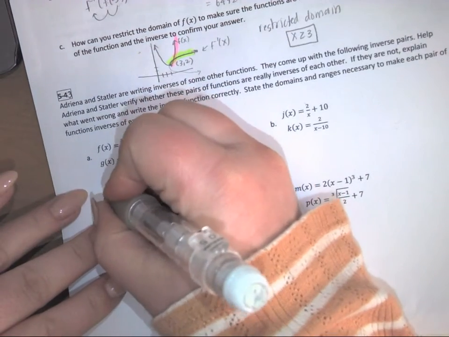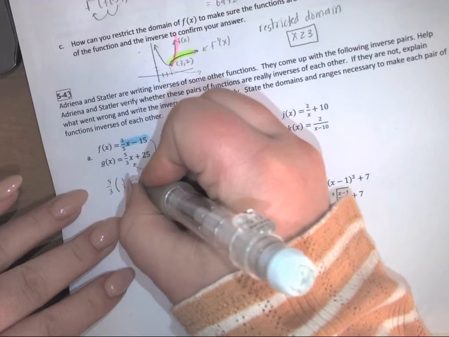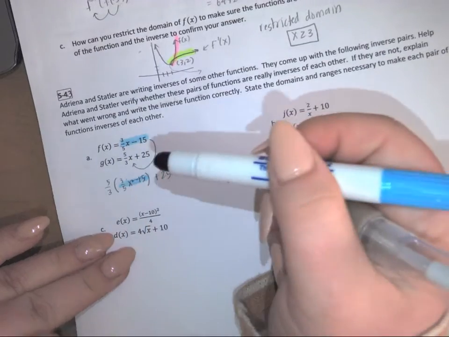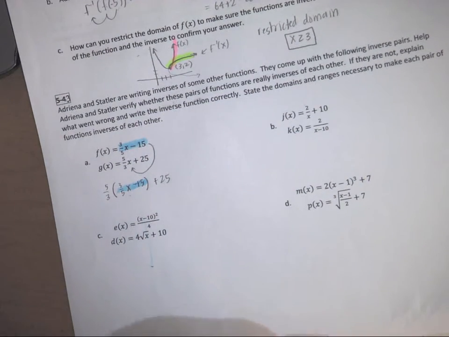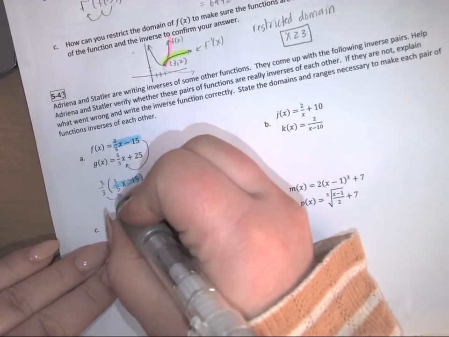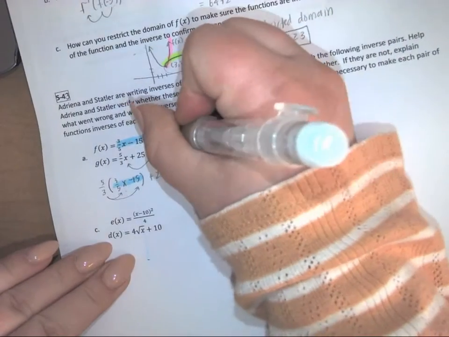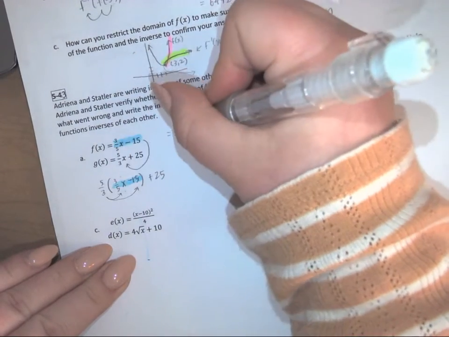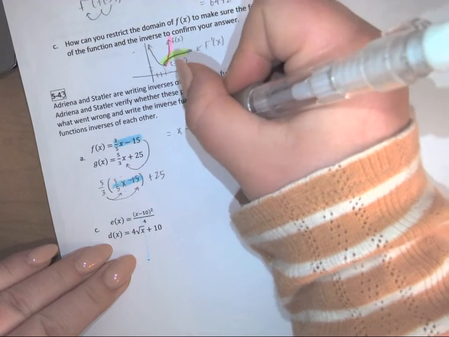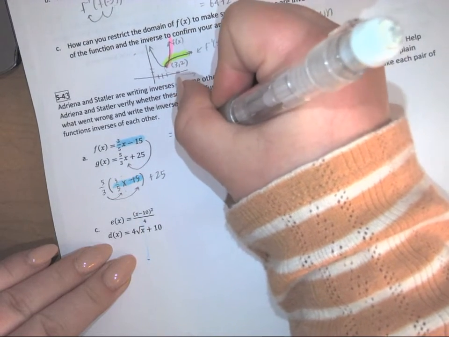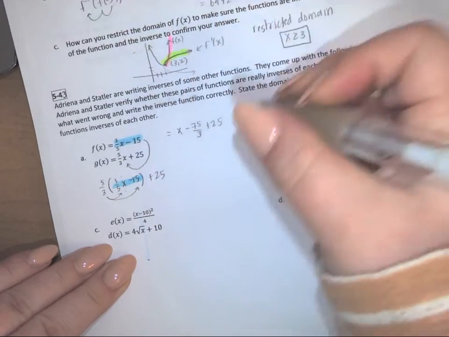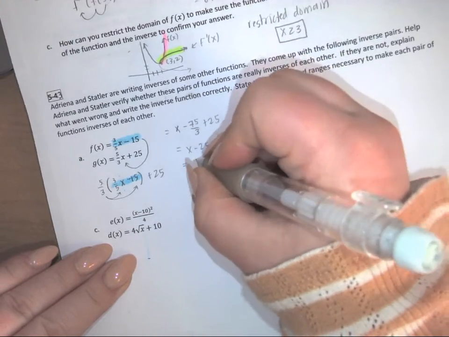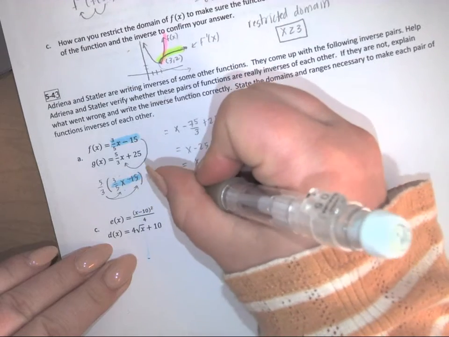So then I have 5/3 times (3/5 x minus 15) plus 25. Right, so there's my 5/3. And then you distribute these, and you'll get 5/3 times 3/5 is 1, so you just get x, and then 5/3 times negative 15 is negative 75 over 3, which is negative 25, plus 25, and that cancels. So then you get x. So they are inverses.